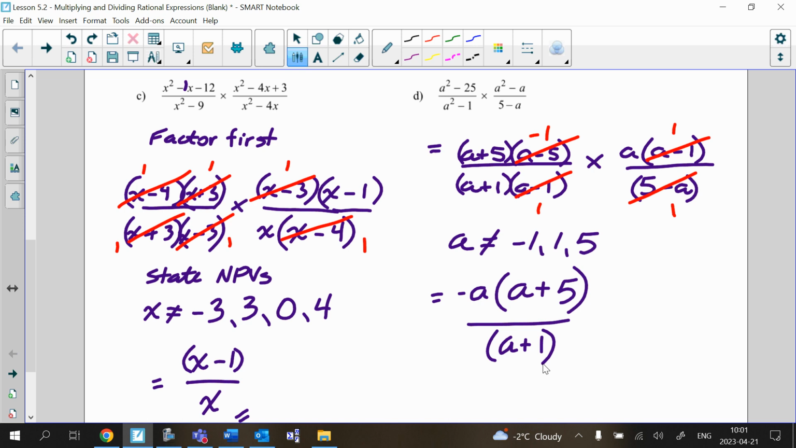There's nothing more to reduce. Because I've got an a here, but I don't have an a down here. This is not an a. This is an a plus 1. I've got an a plus 5 up here, but there's no a plus 5 down here. And I got an a plus 1 down here, but there's no a plus 1 up here. As far as I can go.